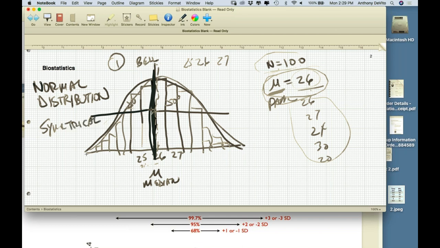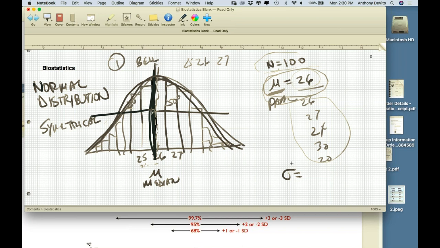Okay, and it has a distinctive distribution. And that distinctive distribution is based on the variability in the population. Variability in the population, called sigma, has some value. Remember, we calculated sigma. We calculated the sum of squares of the differences.